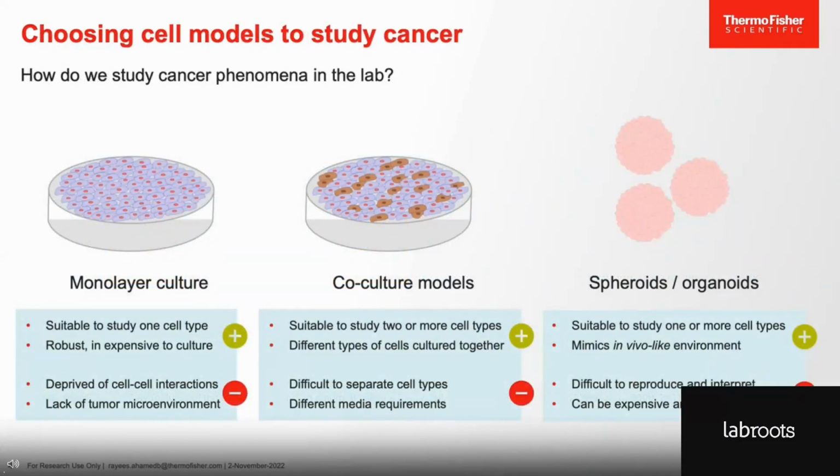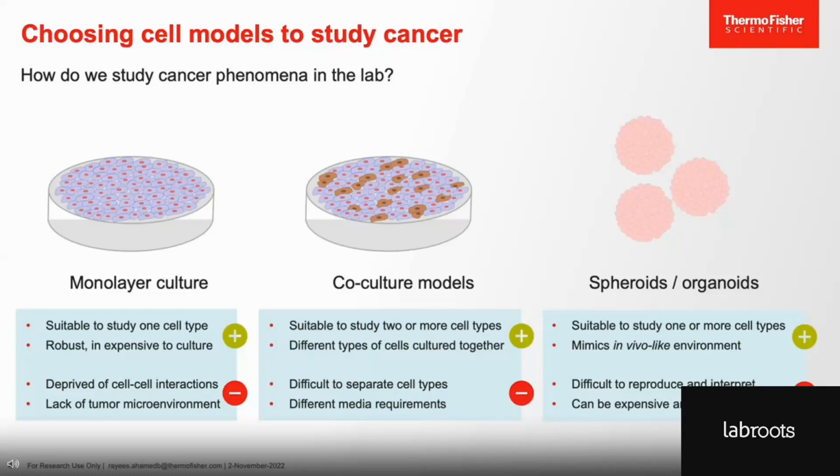So how do we study these cancer phenomena in the lab? Conventionally, we have well-established culture systems such as monolayer, where we can grow a single type of cell and then do simple assays such as proliferation assays and drug treatments. But we cannot study events like cell-to-cell interactions, and it basically lacks the actual tumor microenvironment. So it's very difficult to study two different cell types in a monolayer culture.